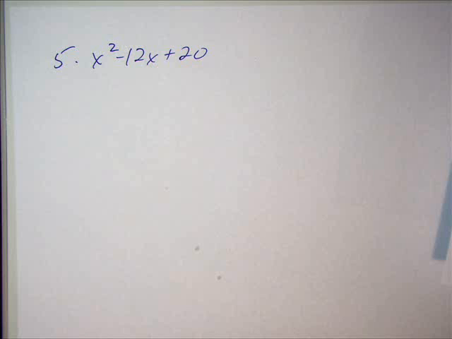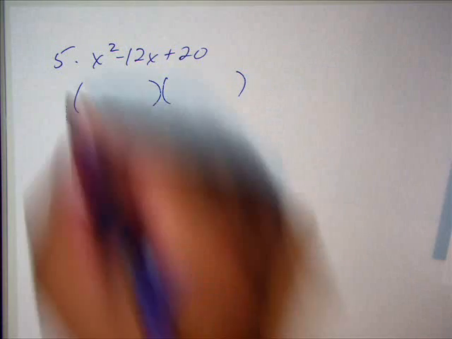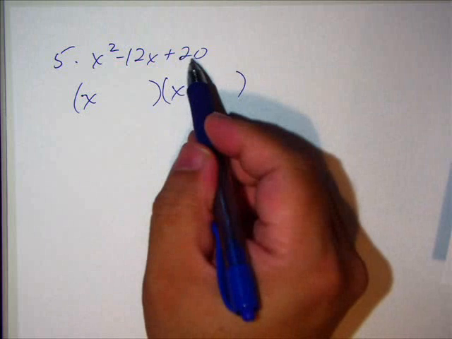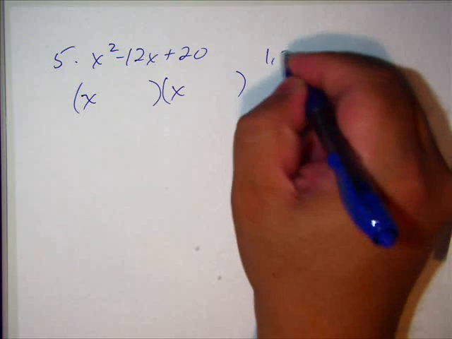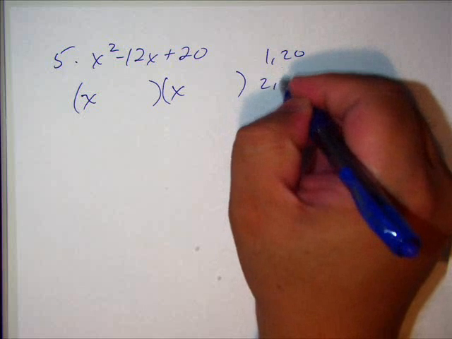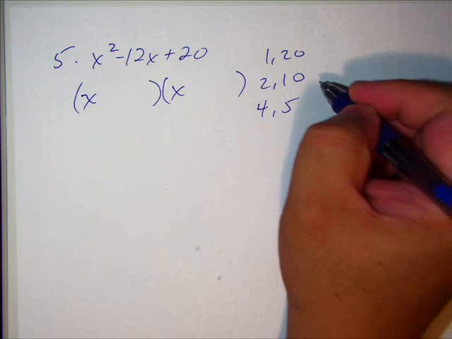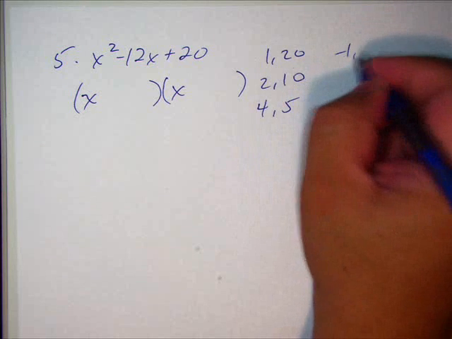If you want to stop the video and try it yourself, go ahead. Alright, x squared is again x and x. What are the factors of 20 that combine to make negative 12? 1 and 20, 2 and 10, 4 and 5. Excuse me. These are positive versions. We need negative versions.